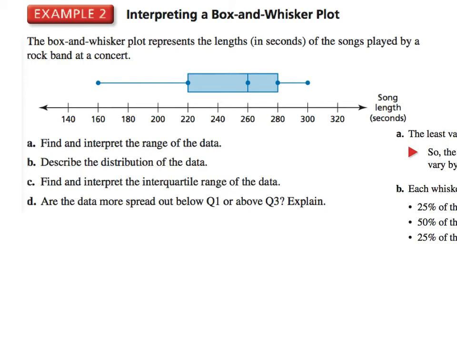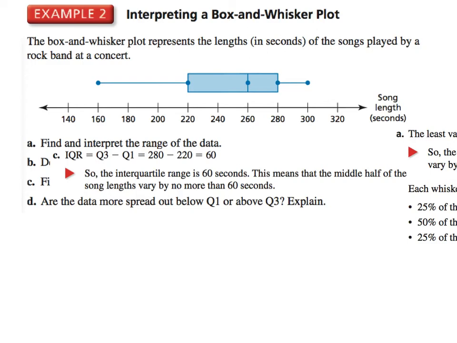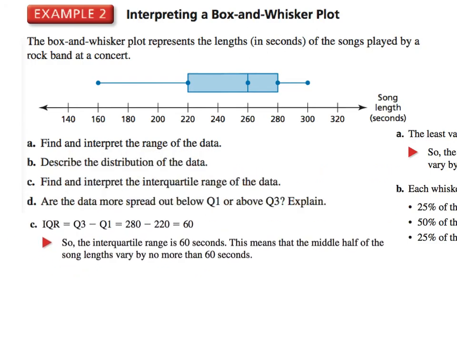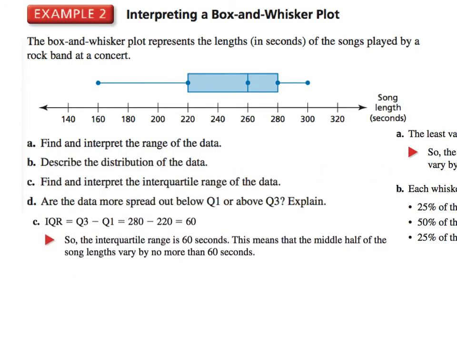C says, find and interpret the interquartile range. Now remember, the interquartile range is where you subtract the first quartile from the third quartile, which is the median of the upper set of data. So here's what we mean. The interquartile range will be 60 seconds. You take 280 minus 220, you get 60. This means the middle half of the songs vary by no more than 60 seconds.